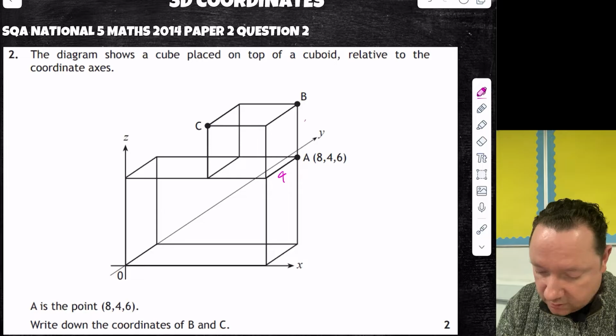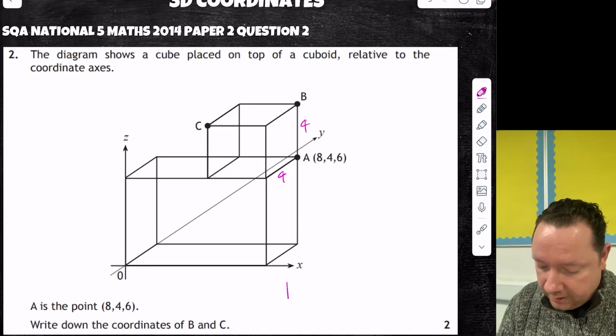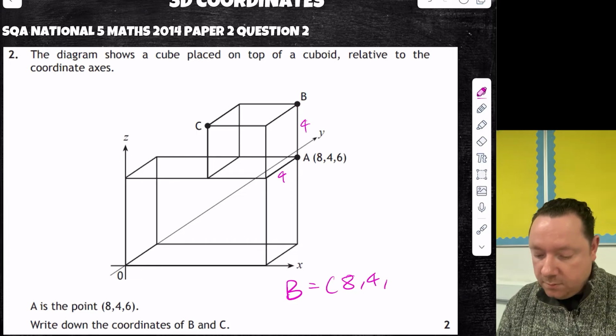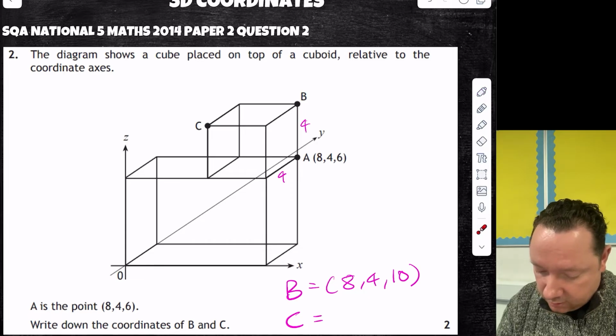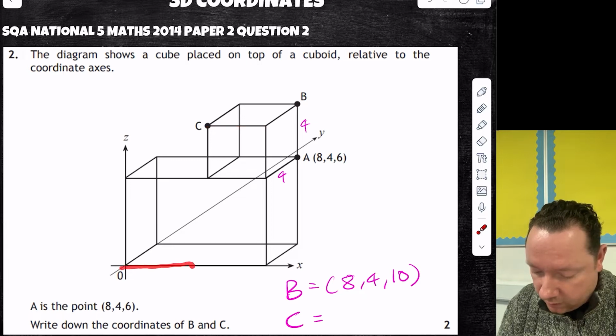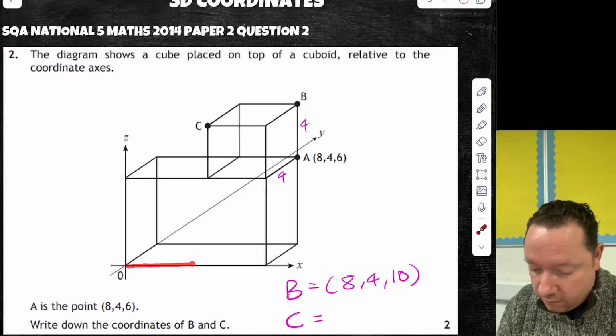So that means that this is 4, and therefore B is 8, 4, 6 plus 4 is 10. So I've done B. So now let's look at C. Where is C? So C is, this is 4. So I need to go along till I hit it, and I know the whole length is 8, so it's in the middle. So I need to go along 4.